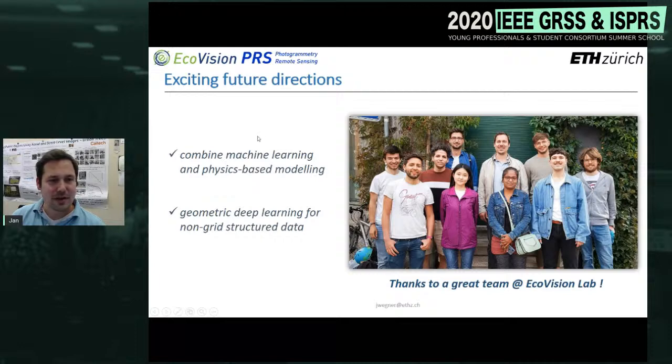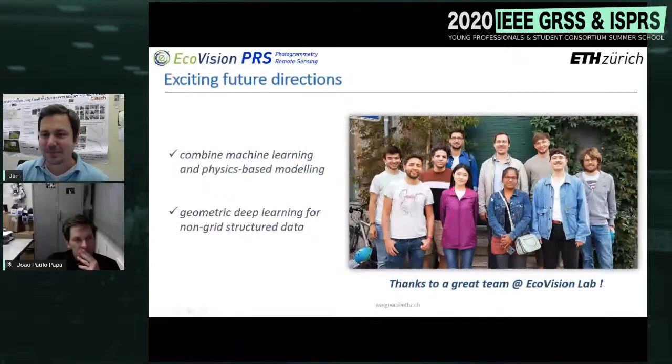Two exciting future directions that we're currently working on: we try to combine deep learning with physics-based modeling to get rid of a lot of training data and make our models more interpretable, and graph CNNs, more research on that. So geometric deep learning, also using it for remote sensing and more environmental sciences approaches. All right, so thanks a lot for listening, and I'm looking forward to your questions.